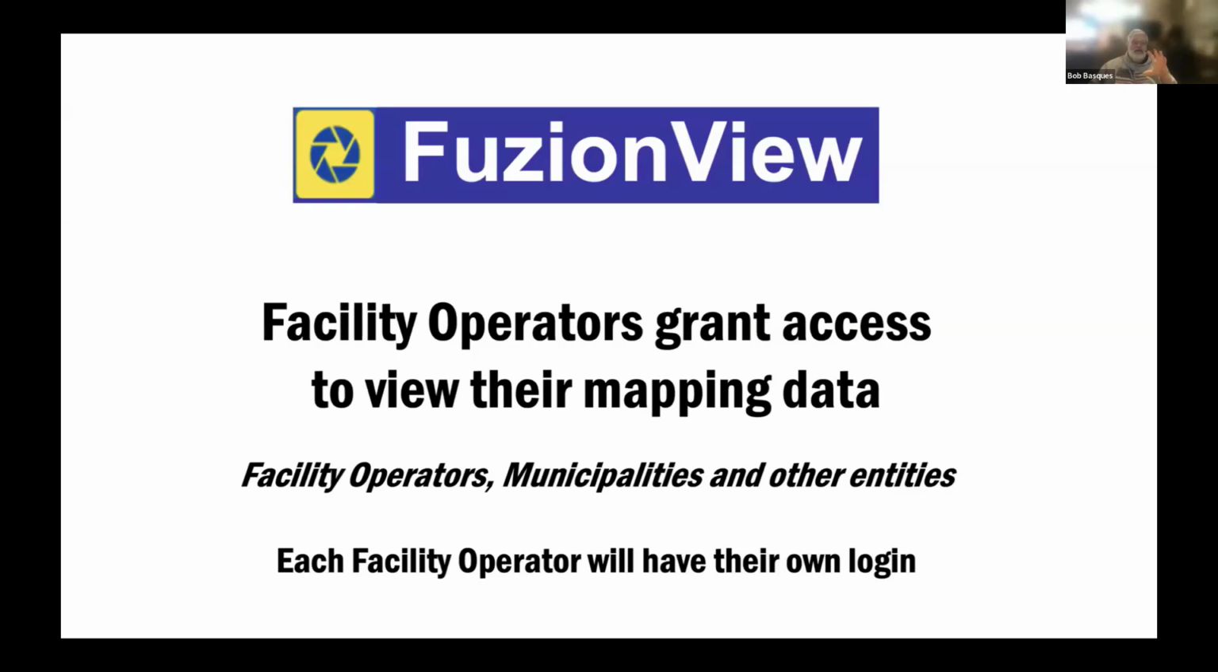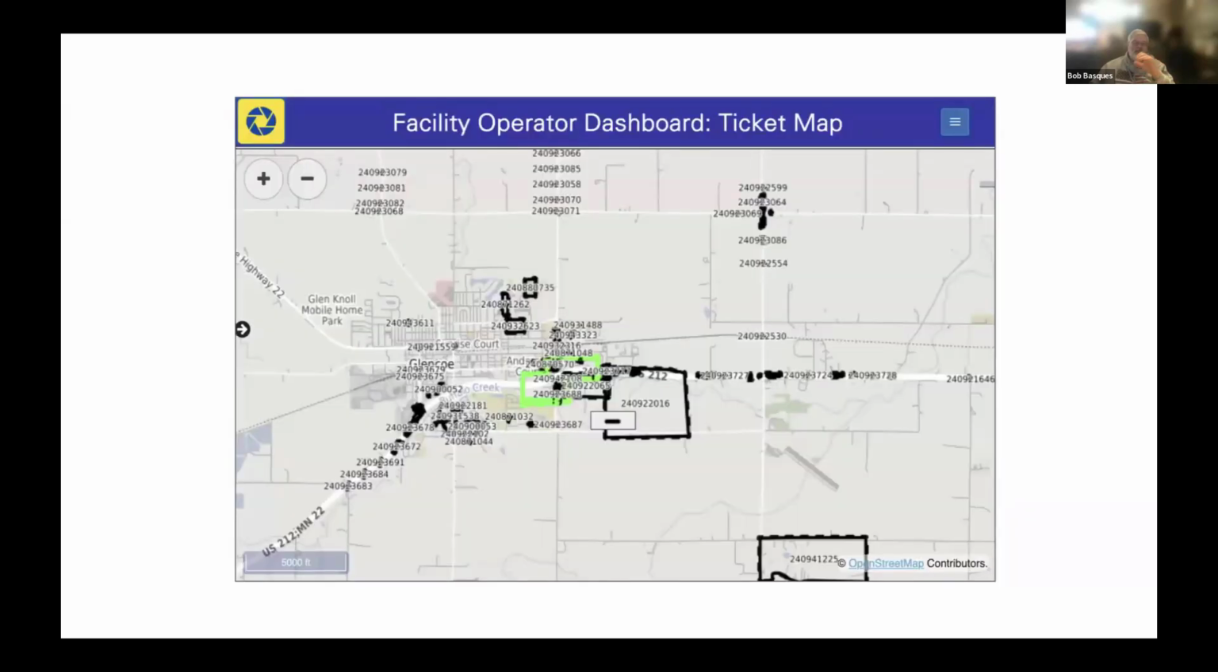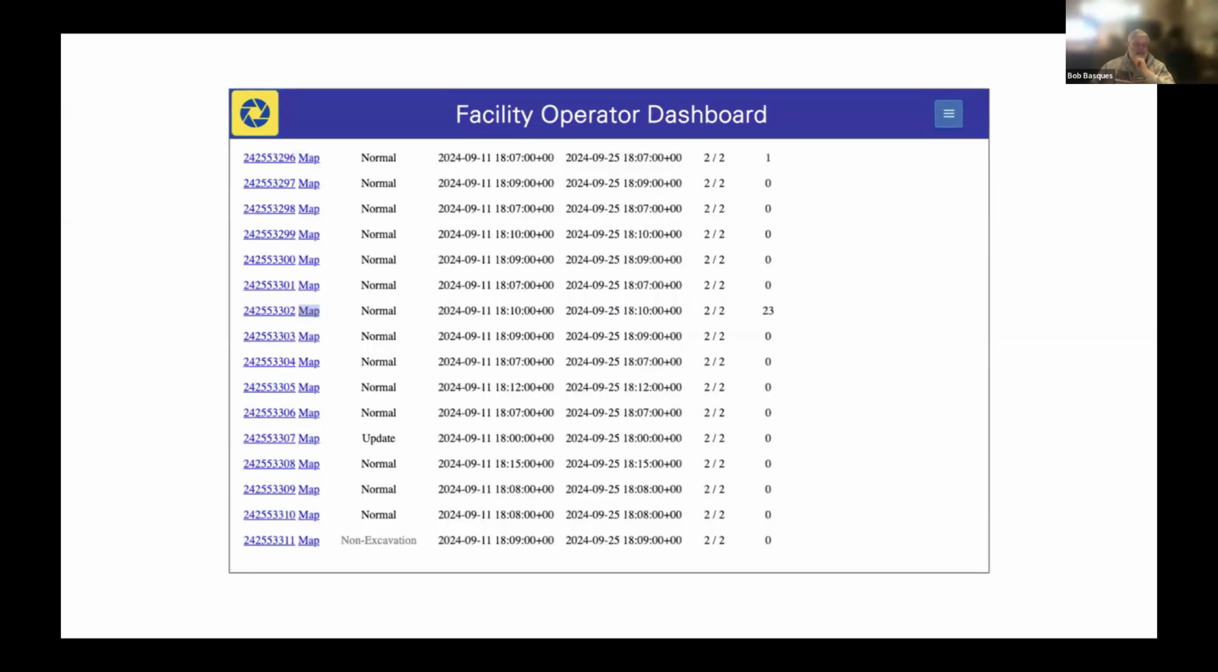So the next section here, now we're talking about the facility operators and how they manage the data that they grant access to. As they're sharing their information with the FuzionView engine, they have a mapped version of all of their tickets that have pulled data from their system. So they're going to have their own map interface into that, so they can pick off of this particular map view and get to one of the tickets, assuming that it pulled data from their system. And they'll also have a tabular version of the same thing where they can just pick the link.